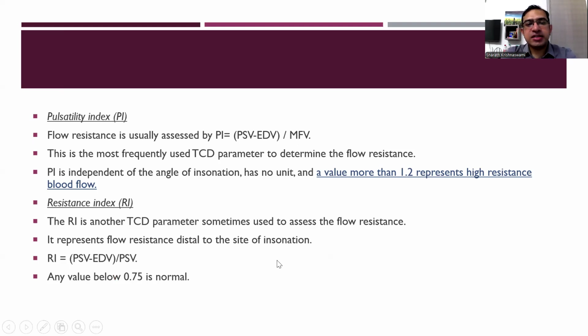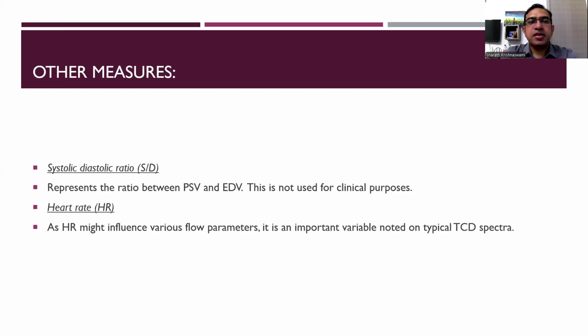Now, the resistance index is another TCD parameter used to assess the flow resistance, and it represents the flow resistance distal to the site of insonation. The resistance index is given by the formula: peak systolic velocity minus end diastolic velocity, divided by peak systolic velocity. Any value below 0.75 is normal. The other measures are the systolic diastolic ratio, which is not generally used for clinical purposes, as well as the heart rate of the patient. It might influence various flow parameters, and it is noted on the typical TCD spectra.